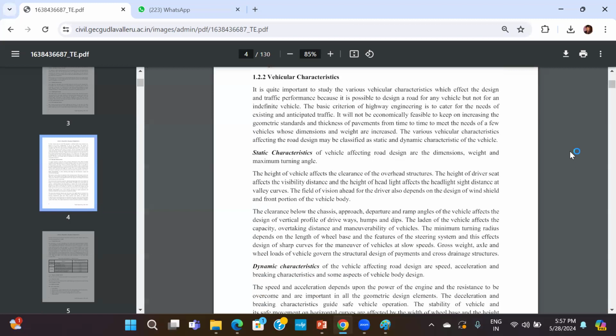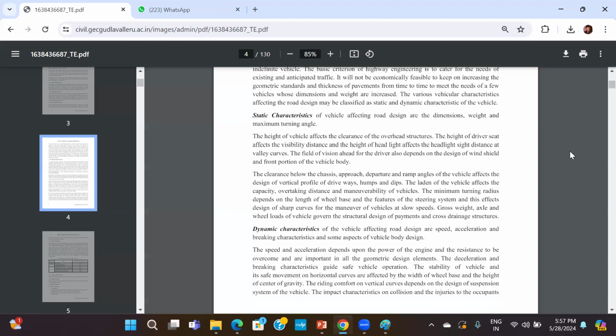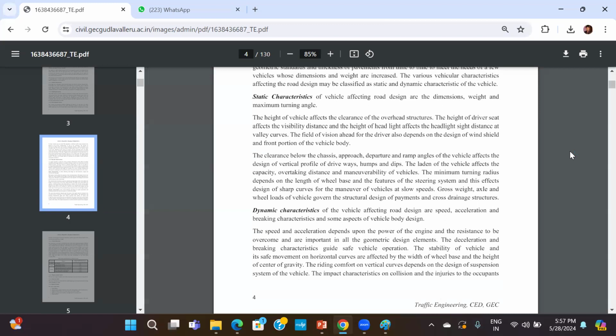Then the dynamic characteristics of vehicle affecting road design are speed, acceleration, and braking characteristics, and some of the aspects of vehicle body design. The speed and acceleration depend upon the power of the engine and the resistance to be overcome, and all are important in all geometric design elements. So based on the power of the engine, the speed and acceleration may vary from vehicle to vehicle. And also the deceleration and braking characteristics guide safe vehicle operations.